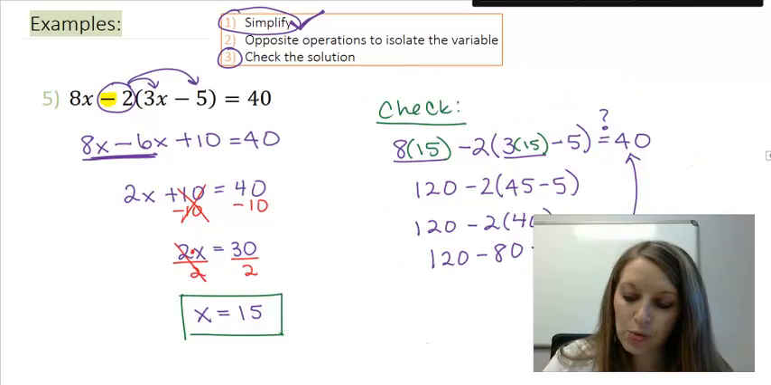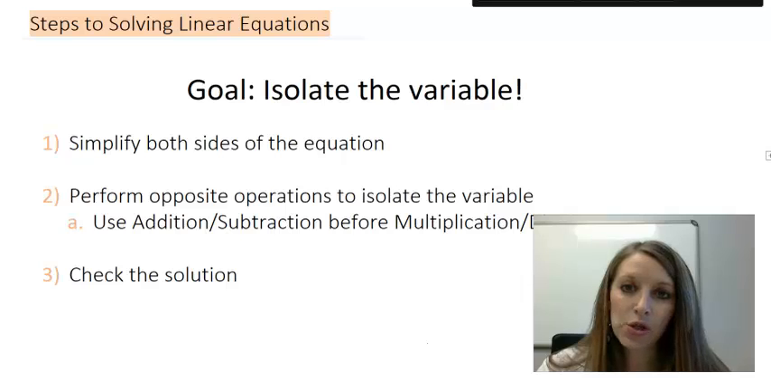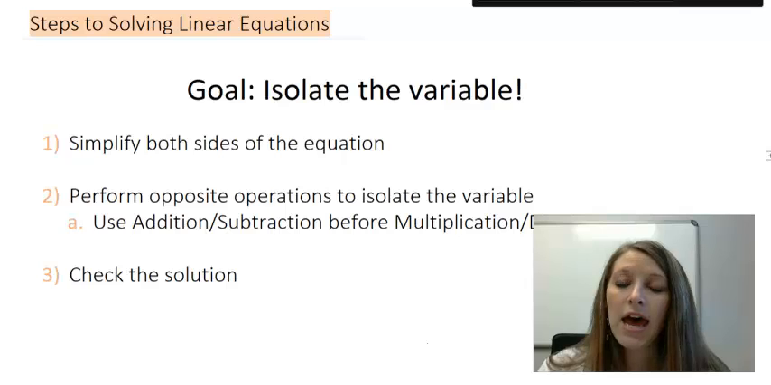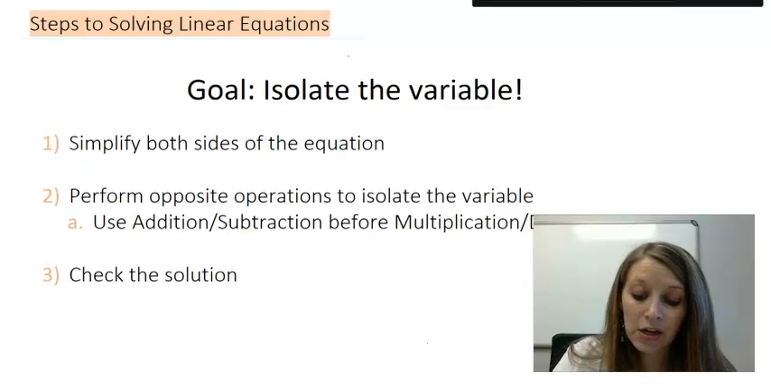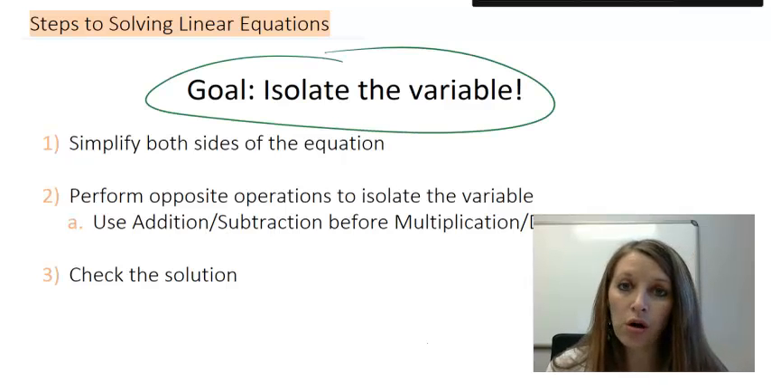So just to recap, the steps to solving linear equations are simplifying both sides of the equation individually. Then we move things about the equal sign by doing opposite operations, addition and subtraction before multiplication and division. At that point, you should have isolated your variable. You should have reached your goal. And so you should always check your final answer to confirm that you have the correct answer in the first place.